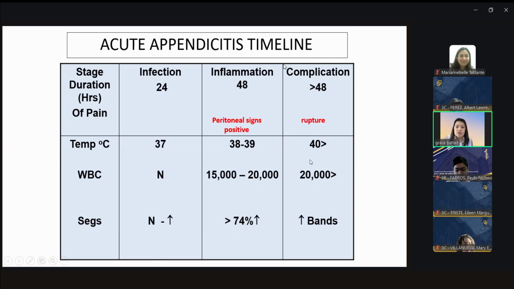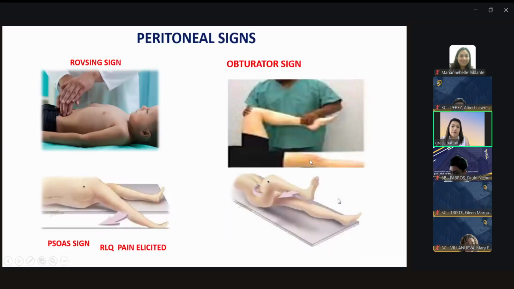If the patient was not admitted, then you have the stage of complications towards the 48-hour mark. The patient would now have ruptured appendicitis. The temperature is 40, going into a septic course. The WBCs are going higher, but you have younger segmenters, the younger WBCs, because the segmenters have been used up already. You have a highly septic individual.